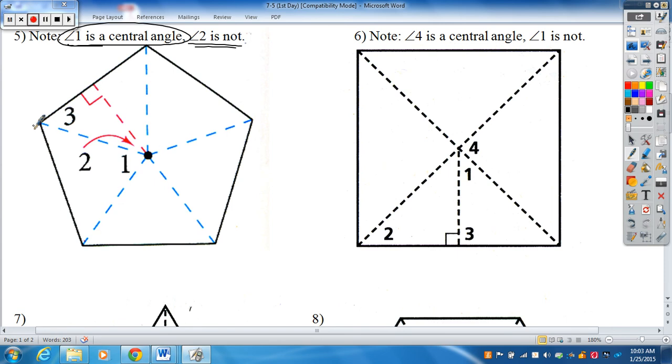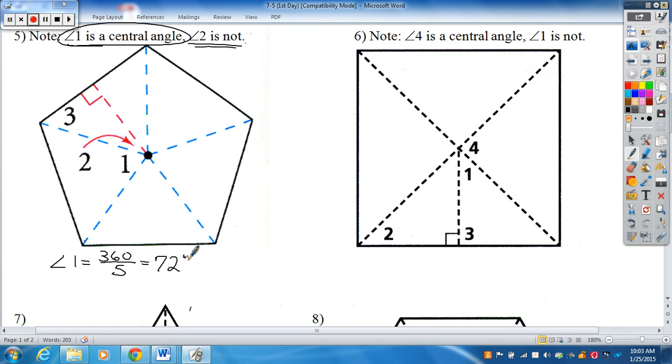And so we always start with the central angle. So angle 1, and I'm going to do 360 divided by the number of sides, which would be 5, which is going to be 72 degrees. Okay? Now that's key because that's going to help me figure out all the other angle measurements within this diagram.